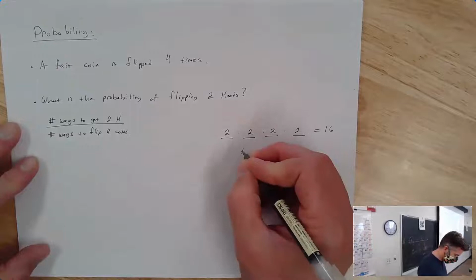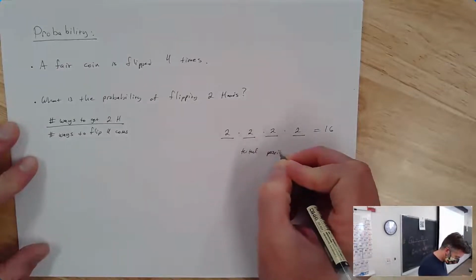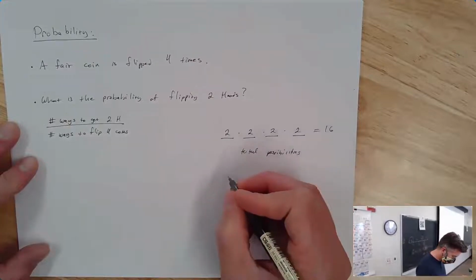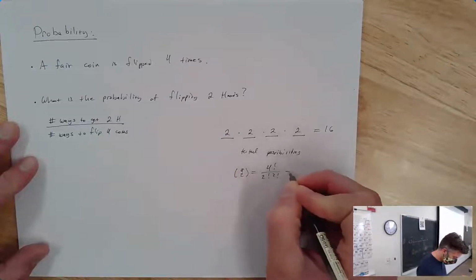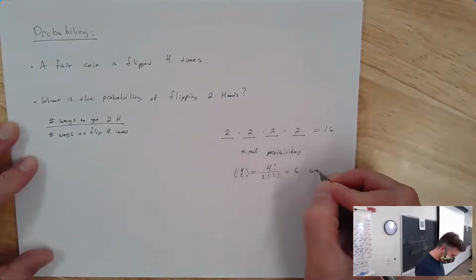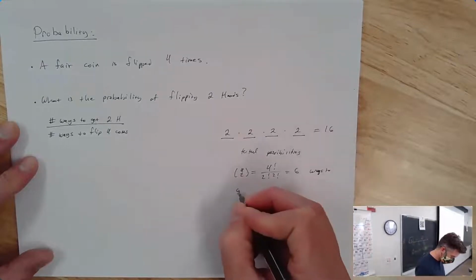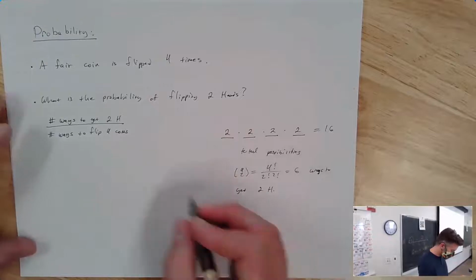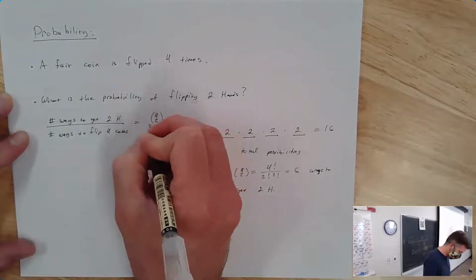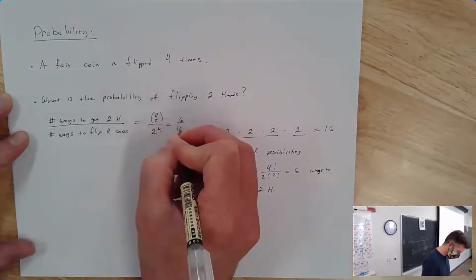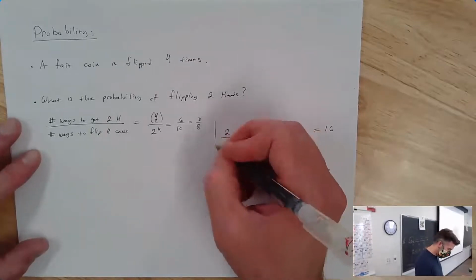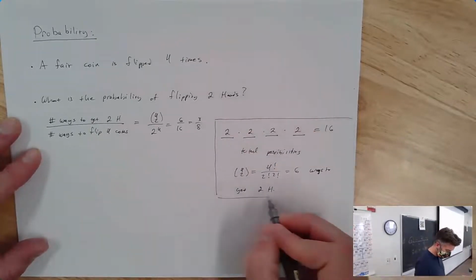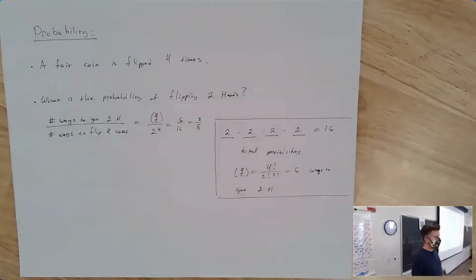So there's 16 total possibilities. And there are 4 choose 2, which is equal to 6 ways to get 2 heads. So this is going to equal 4 choose 2 over 2 to the 4th, which is 6 over 16, which reduces to 3/8. Now, this is what I think of as the more efficient way of doing it. Trying to, as quickly as possible, count the number of things you want out of the total number of things.